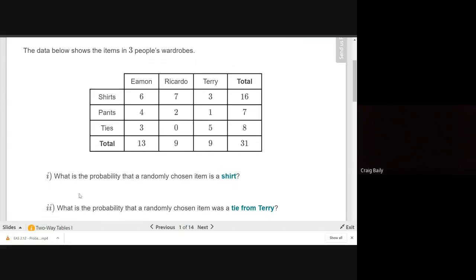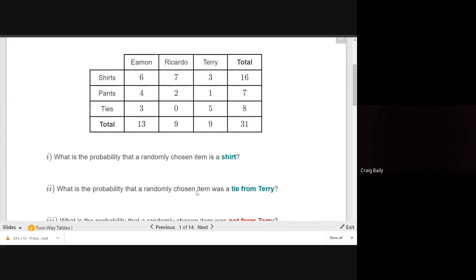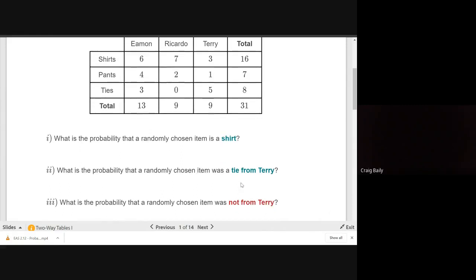Next one. What's the probability that a randomly chosen item is a tie from Terry? So once again, randomly chosen item tells us the denominator of our fraction will be the total, in this case 31. Ties, these are my ties. And what's your ties from Terry? There we go. So 5 ties from Terry. So 5 over 31 is the probability of a randomly chosen item being a tie from Terry.